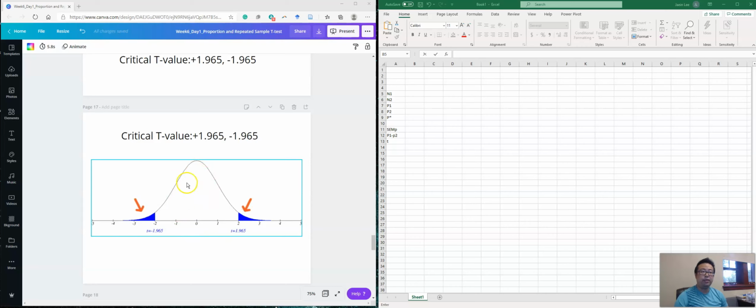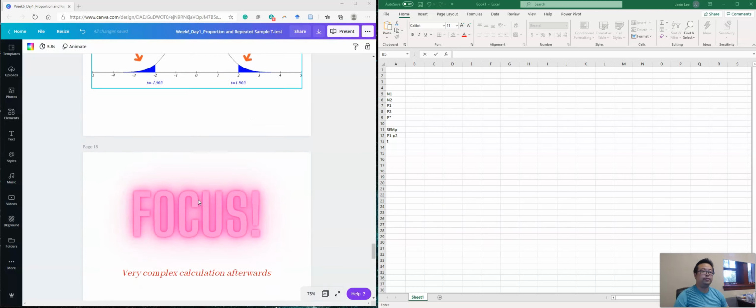Again, if your t statistic is between those critical values, so in this unshaded area, it means that you fail to reject the null hypothesis. Because you failed to reject your null hypothesis, you are saying that there is no difference in those two proportions.